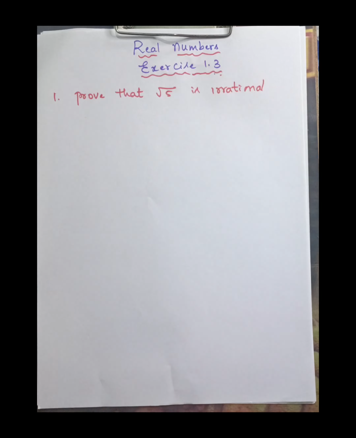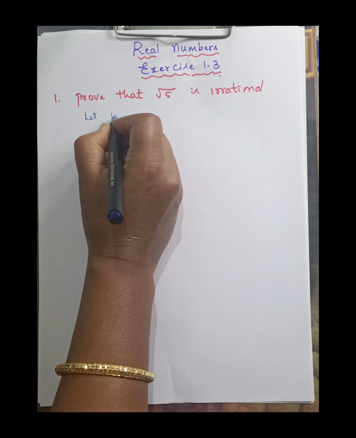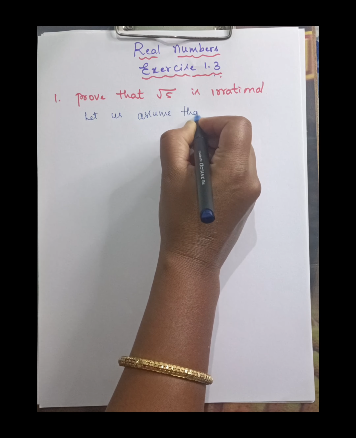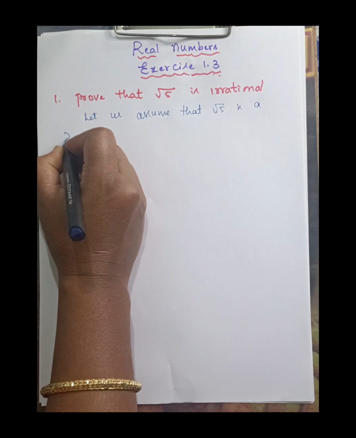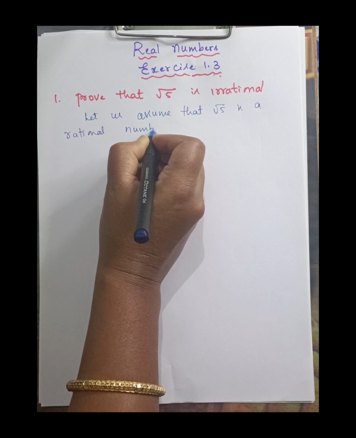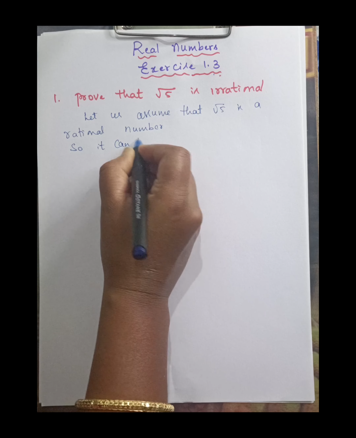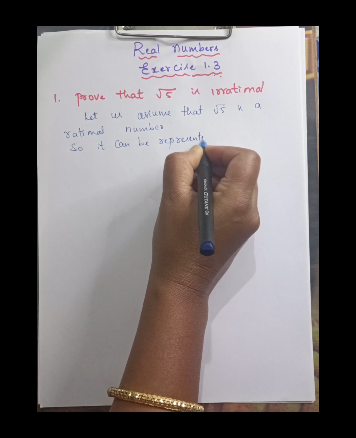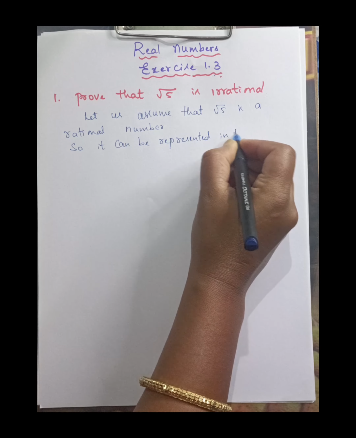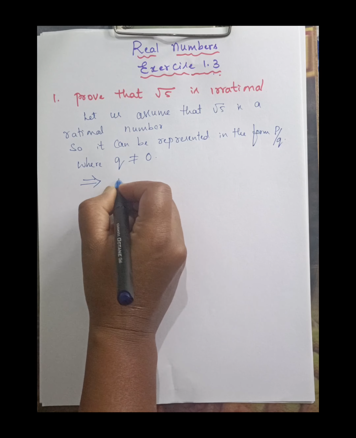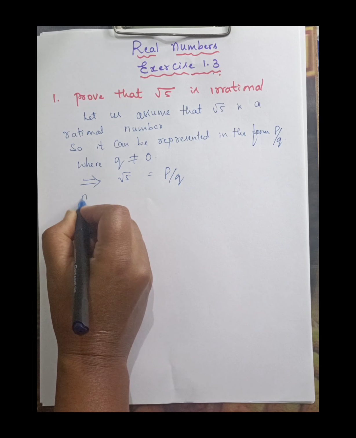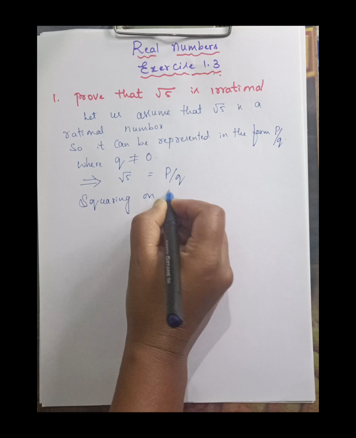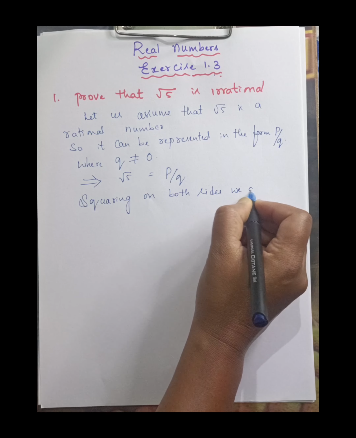Prove that root 5 is an irrational number. To prove that root 5 is an irrational number, here we are using the contradiction method. Now, first let us assume that root 5 is a rational number. So, it can be represented in the form of p by q, where q is not equal to 0, which implies that root 5 is equal to p by q.